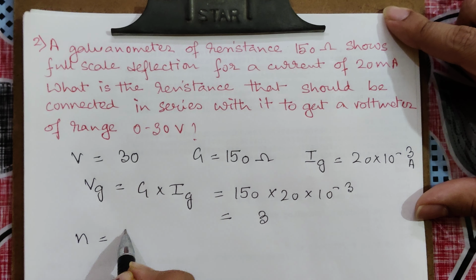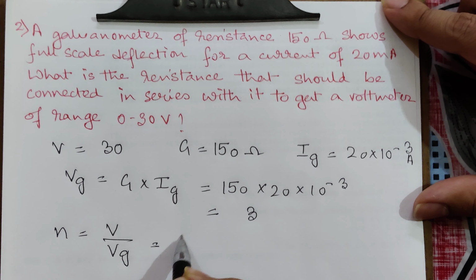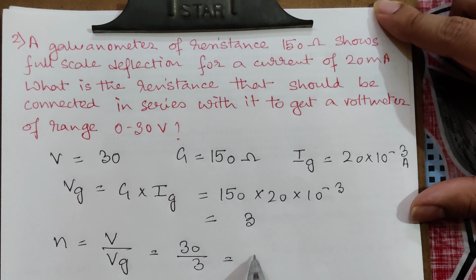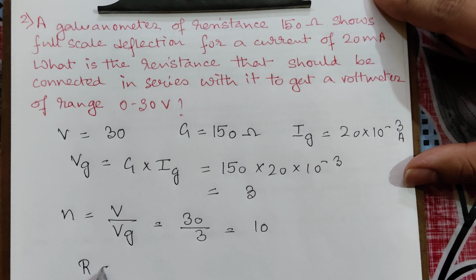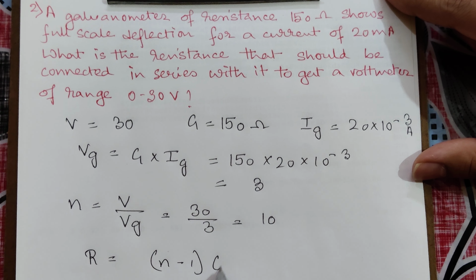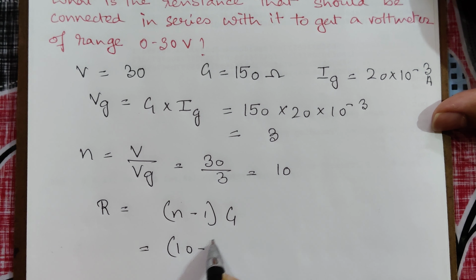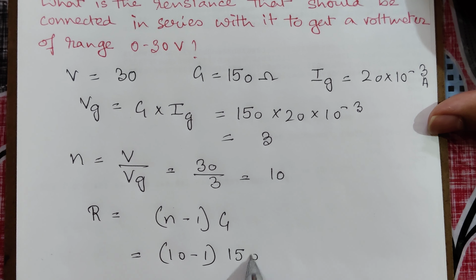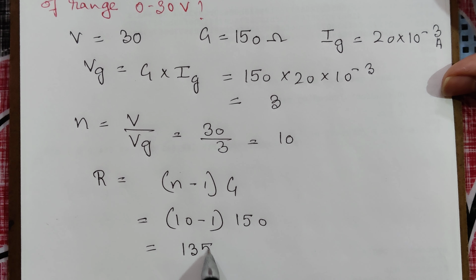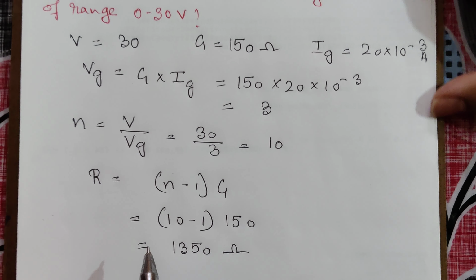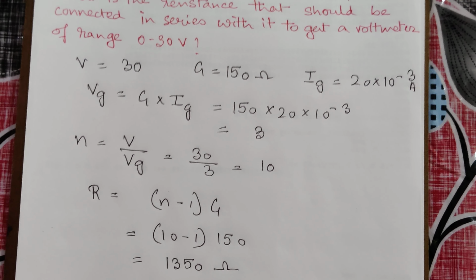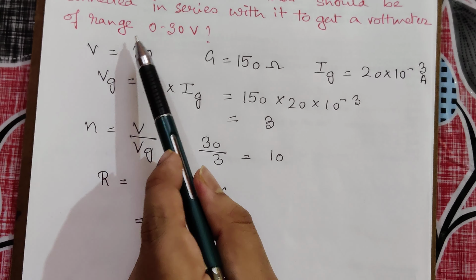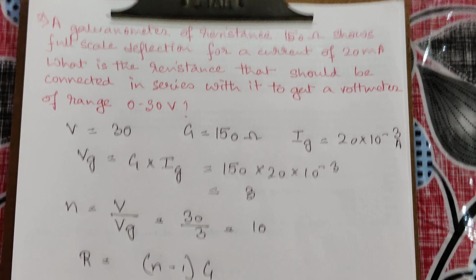So N is equal to V by Vg, that means 30 by 3, that is 10. So the series resistance required is N minus 1 into G. So 10 minus 1 into 150, that is 1350 ohm. So this resistance must be connected in series with the galvanometer resistance to convert it into a 0 to 30 volt voltmeter. Thank you.